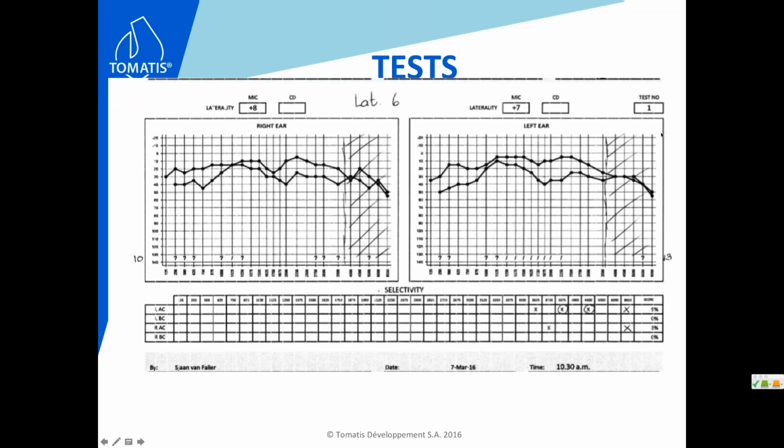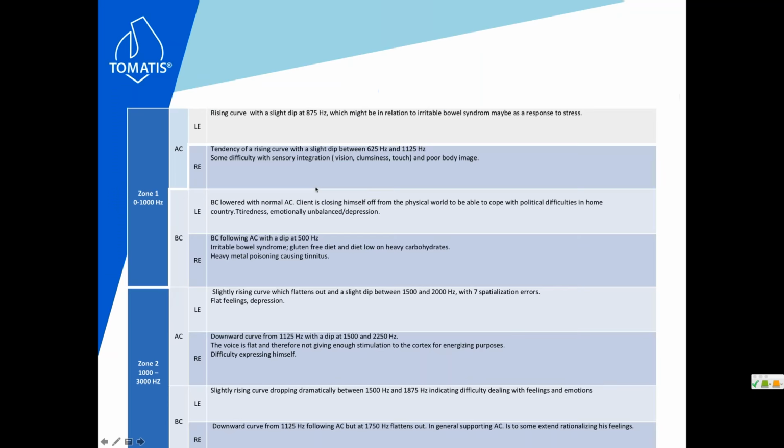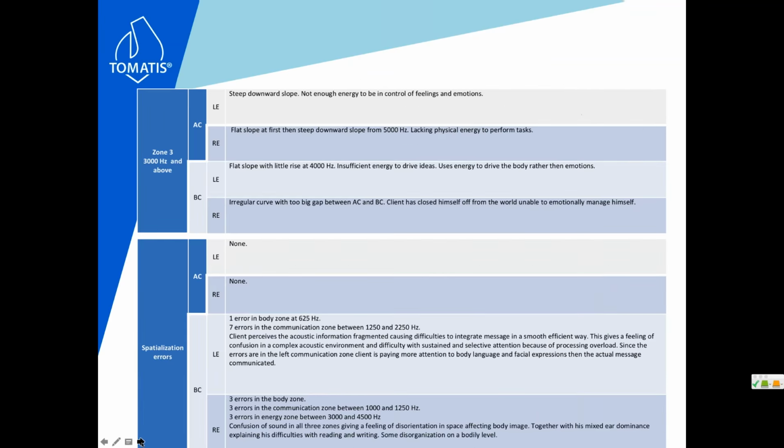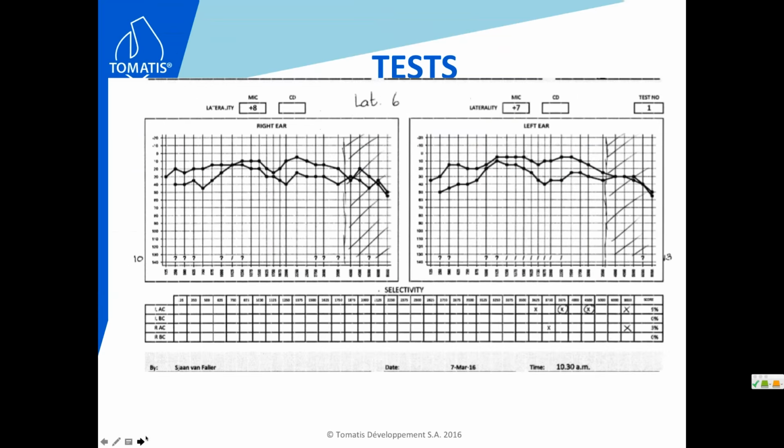What can you tell us about this test? What I can tell about this graph? This is for the first test. I've got for the right ear a flat curve descending from 5,000 hertz. Do you have this on so I can put the test and you can just go through it? I'll just have a quick look.